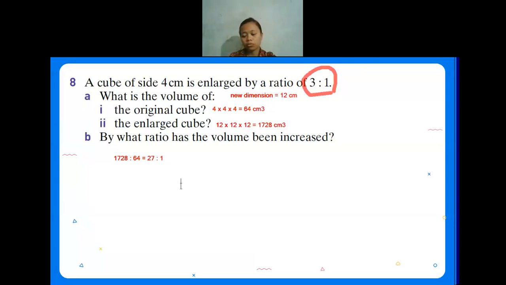Wait, teacher, I'm still copying. Okay. Let me know if you're already done. Okay, if no one asks me anything about question 8, I will move to question 9.